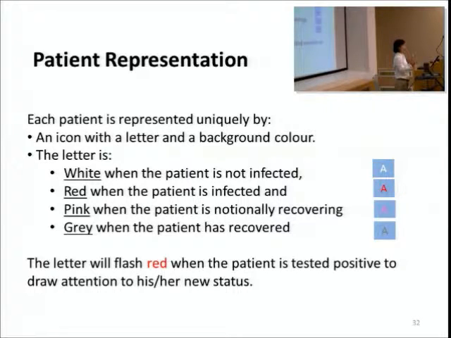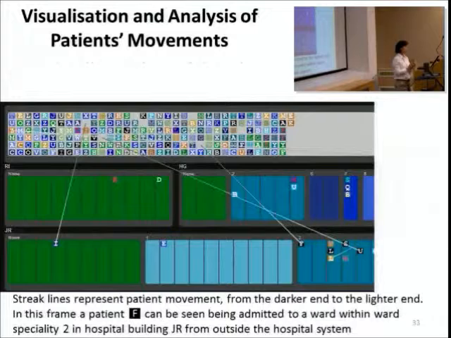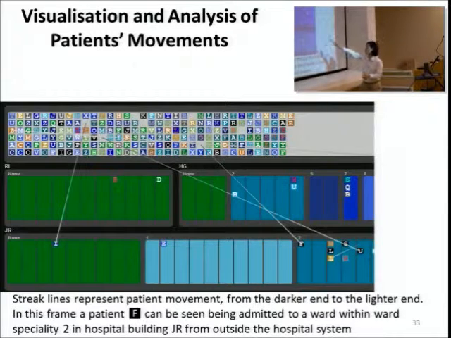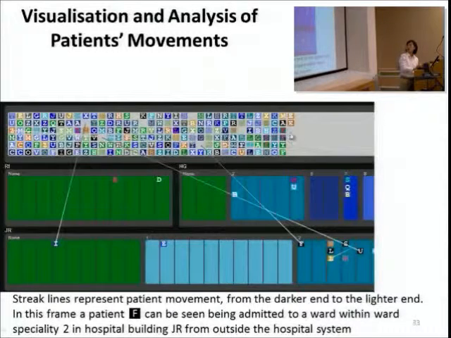We also want to draw attention to this new status. When the patient becomes infected, it turns red, but we flash it to get the attention of the infection control personnel, to look at or track this particular patient. Here, patient F has been admitted from the community into JR in the ward speciality 2. You can also see that patient L has moved from a ward in speciality 2 into another ward. And we have infected patients in the community as well. So at a glance you get the status of all the patients being discharged as well as the patients inside the hospital buildings.